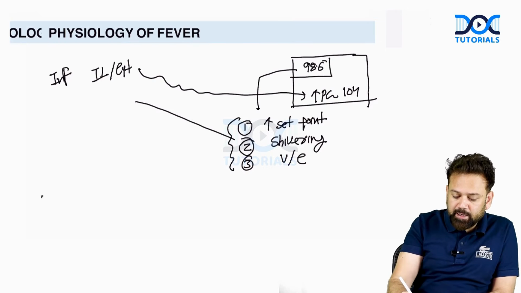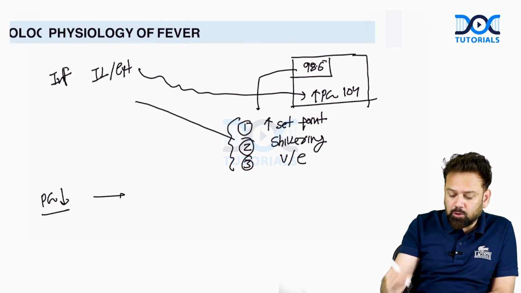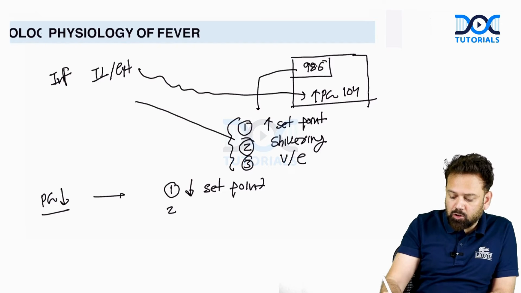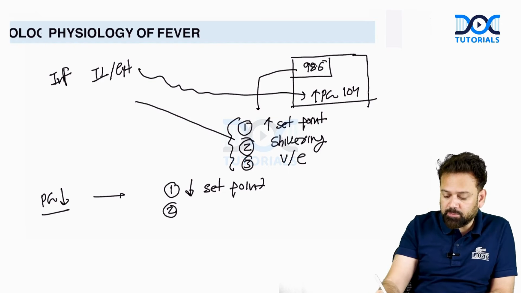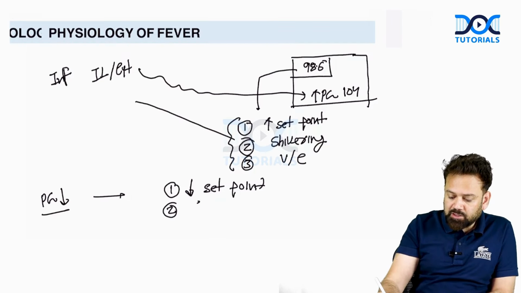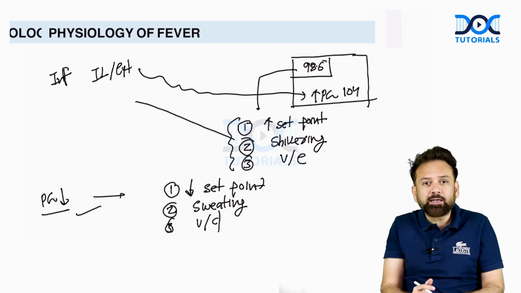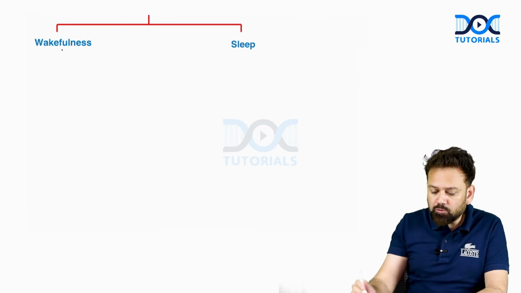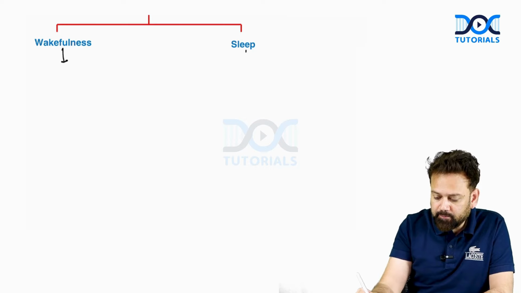But if we take an NSAID, prostaglandins will be decreased. And how will the temperature come down? By decreasing the set point, number 1. And when you take a painkiller or Calpol, paracetamol, we start sweating. Sweating will decrease temperature and there will be vasodilation. So this is the mechanism of antipyresis. How will fever come down? By taking paracetamol.